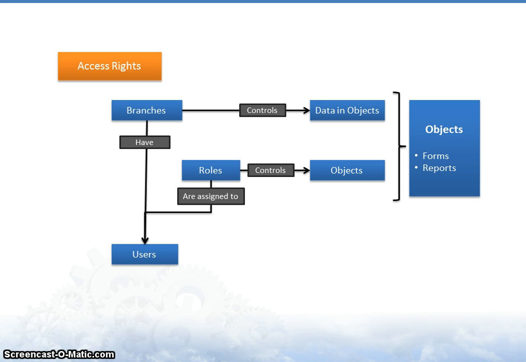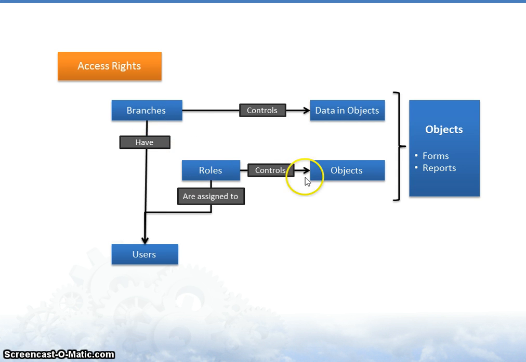Coming to the access rights in the application or in the framework, perhaps, each organization is split into branches, and the branches control the data in the object. That is the data that is put into the object, that the user can only put the data pertaining to that branch or take data pertaining to that branch. The data have many users, and there are roles assigned to the users, which indicates that a user can have more than one role assigned to him, and a user can have more than one branch assigned to him.